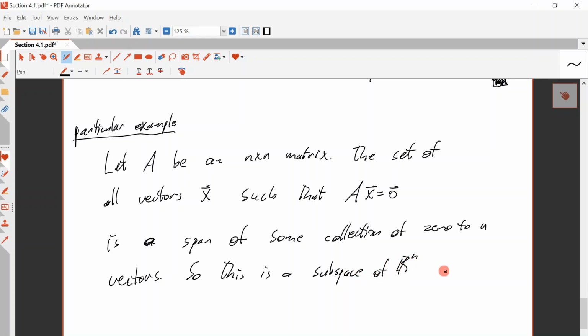Of Rn. It's called the null space of A. So actually it doesn't have to be n by n. It can be R by n, any R by n matrix. Okay, so that's a particular example, a very important example, which we will be talking about. Okay, and that's the lecture for this section.